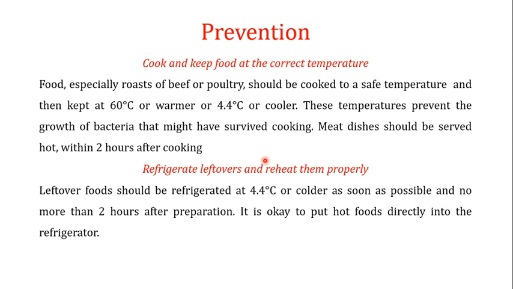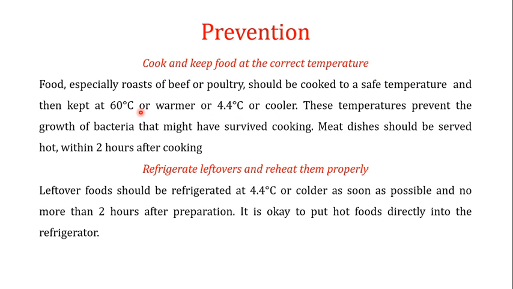Now, one of the interesting things is that you can actually prevent the cases of Clostridium perfringens if you follow some precautionary measures. The first thing is, if you want to prevent infections of Clostridium perfringens, you have to cook and keep the food at the correct temperatures. Food like, especially, roast of beef or poultry should be cooked to a safe temperature. That means they should be properly cooked, and when they are properly cooked at a safe temperature, they should be kept at 60 degrees centigrade or warmer, or 4.4 degrees centigrade or cooler.